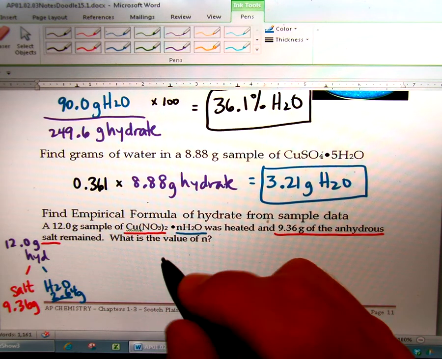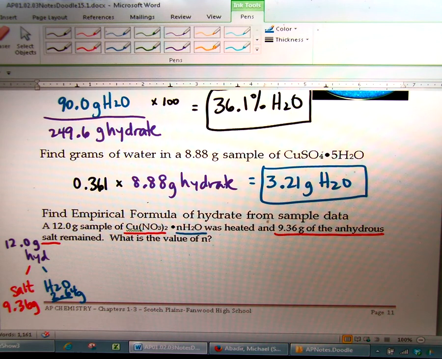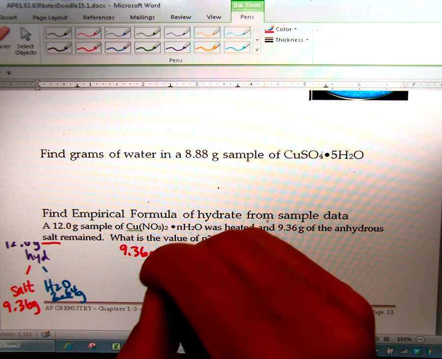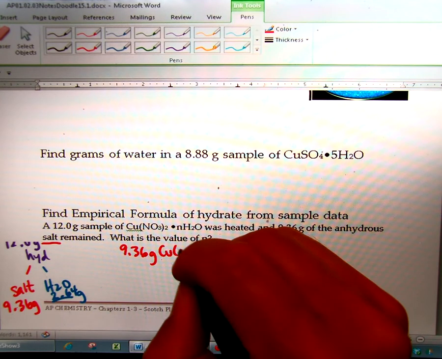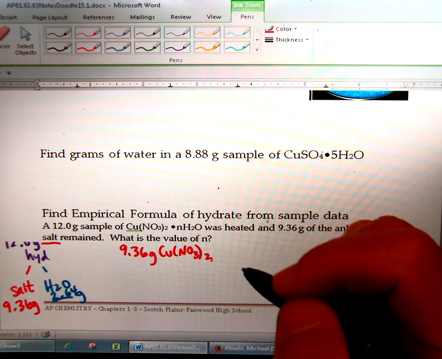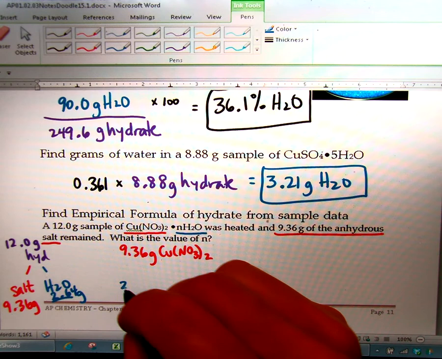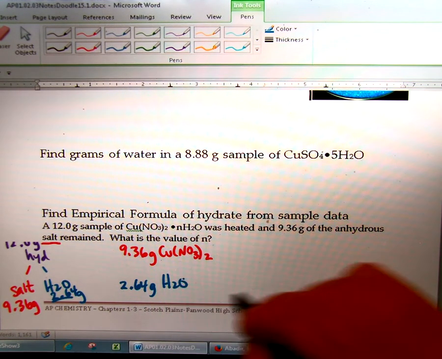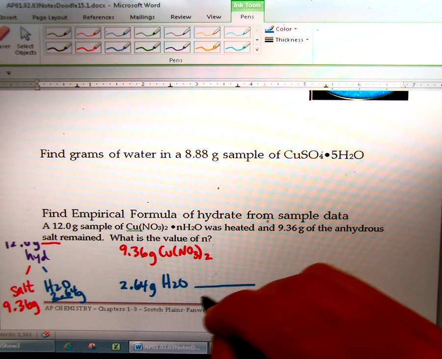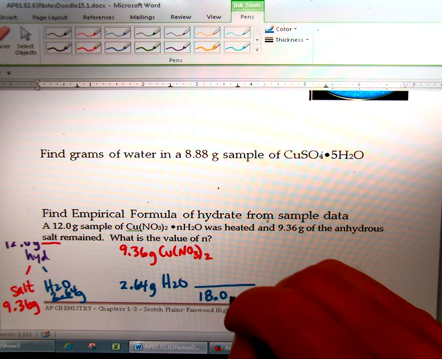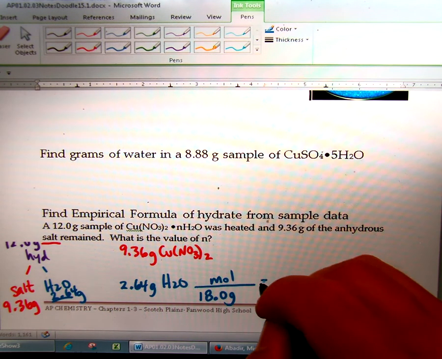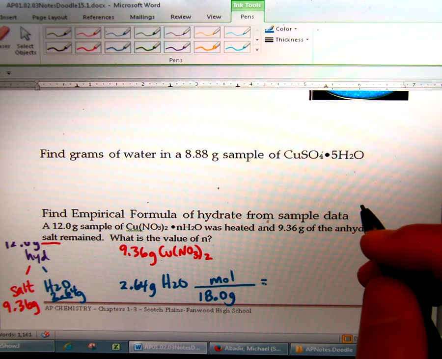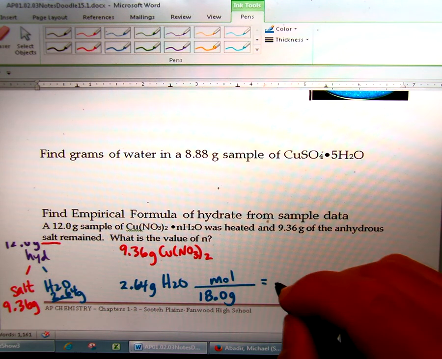So now we know the salt and the water, but these are in grams and we need to get them into moles. So it's going to be 9.36 grams of CuNO3 2, and we have 2.64 grams of H2O, and we need to convert these into moles. So we're going to use the periodic table with the molar masses, and this is going to be 2.64 divided by 18 is 0.147 moles.